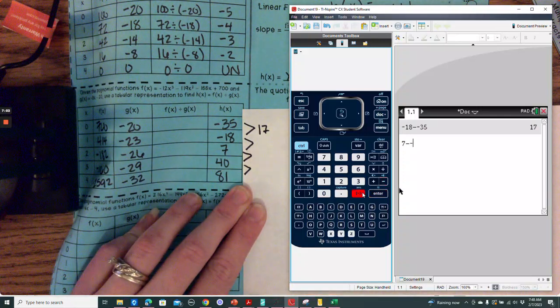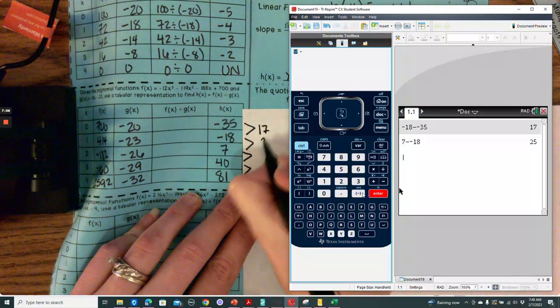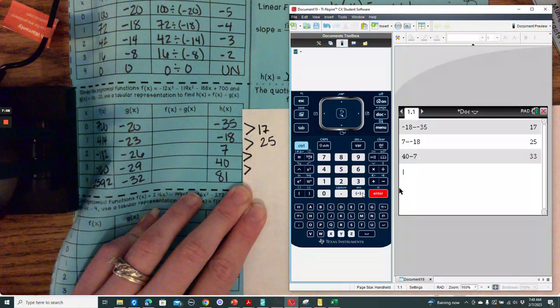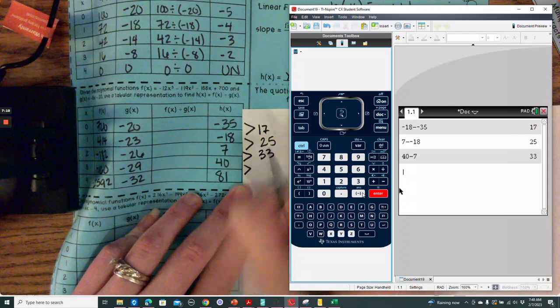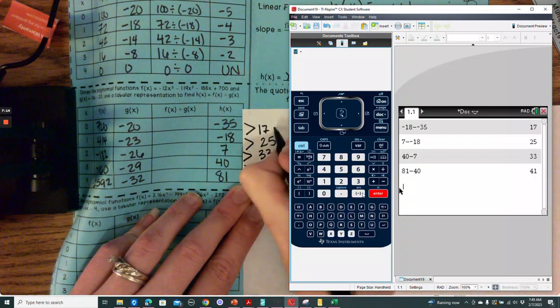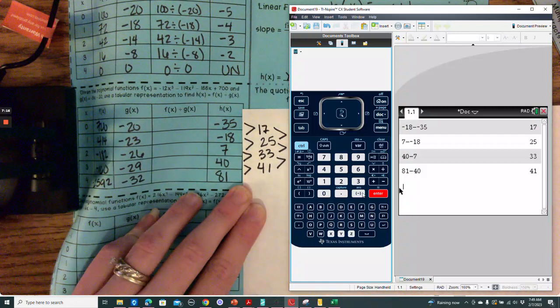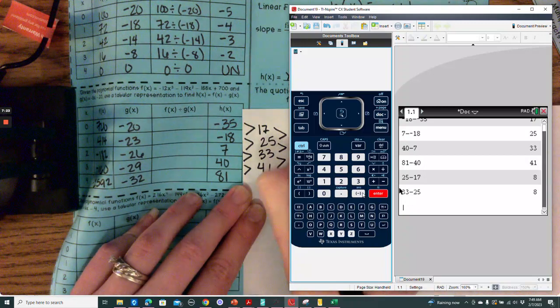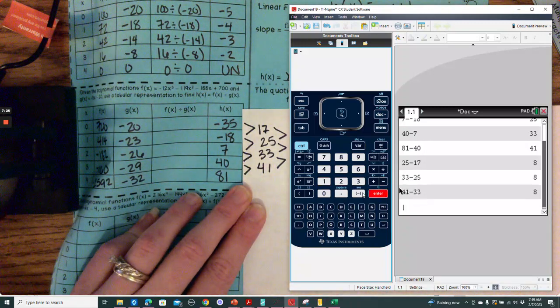7 minus a negative 18 is going to give us a 25. 40 minus 7 gives us a 33. And then 81 minus 40 gives us a 41. So now we're going to find the second change. So 25 minus 17 gives me an 8. 33 minus 25 gives me an 8. 41 minus 33 gives me an 8.